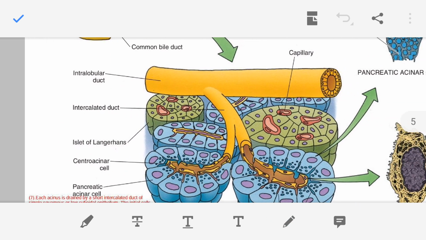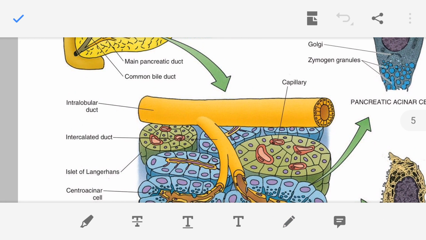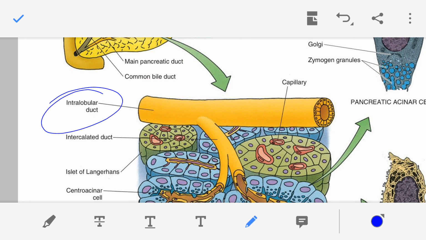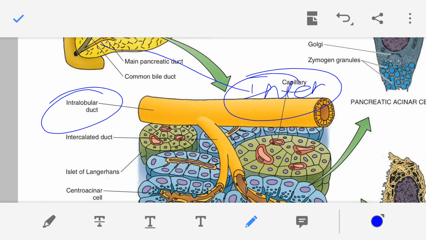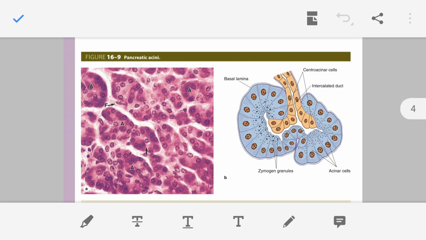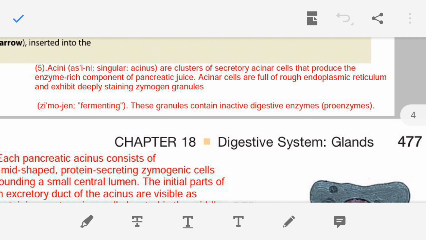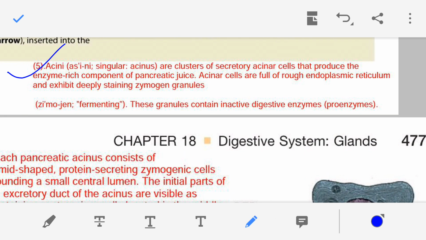So once again we are remembering that in the acinus, the intercalated duct originates, intercalated ducts are joining each other, then they open into the intralobular duct, the intralobular duct opens into the interlobular duct, and the interlobular duct opens into the main pancreatic duct. So the theory point I am also showing you, the same thing is written over here, okay.